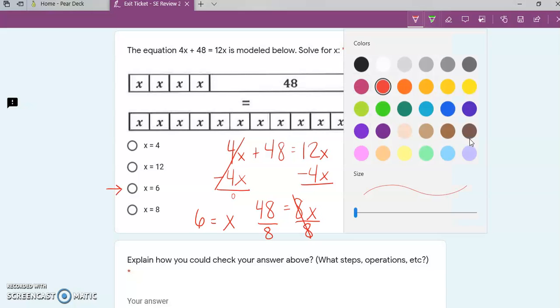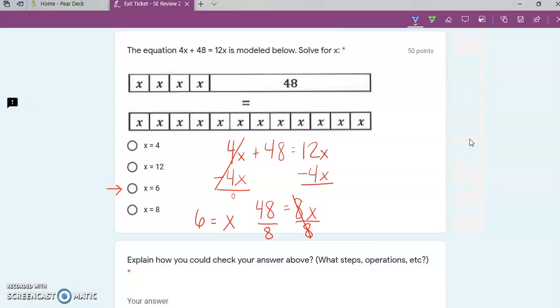Let me just double check my work by plugging it in. So instead of x by the 4, I'm going to have 6 plus 48 equals 12, and then 6, because the x also goes there. The 6 goes wherever the x is supposed to go. 4 times 6 is 24, plus 48 equals 12 times 6. 12 times 6 is 72.